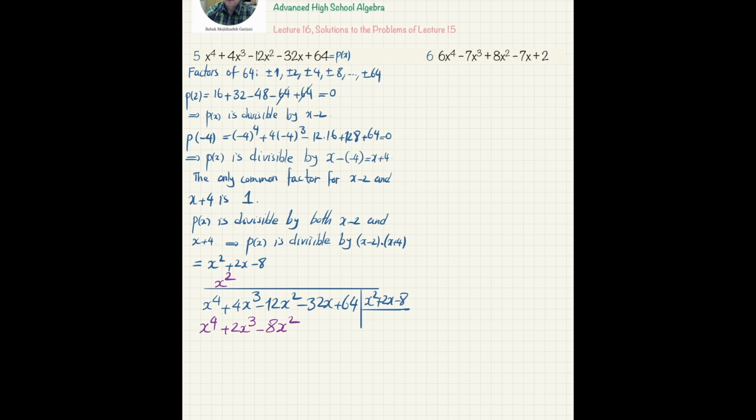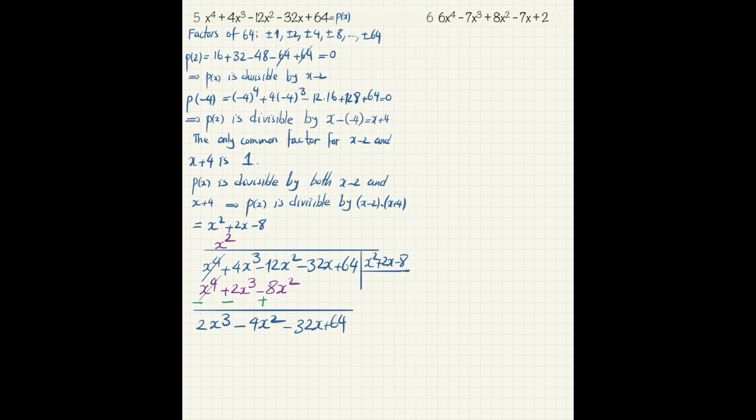Then I will change the signs. This becomes negative, negative, this becomes positive. And then I add them. This one and that one are gone. This becomes positive 2x to the 3. This becomes 2x to the 3. And then it becomes minus 4x squared. When I add this one with positive sign and this one, it becomes minus 4x squared. Then I will bring down minus 32x plus 64.